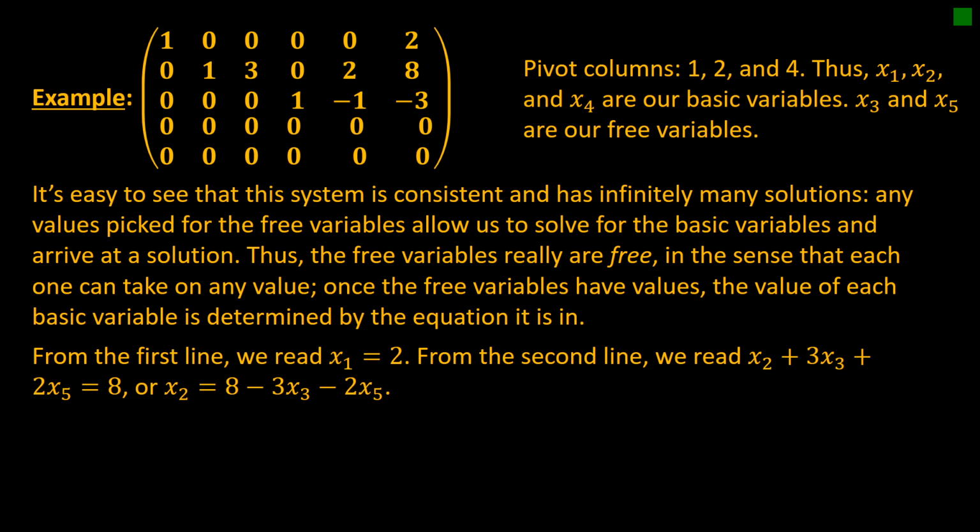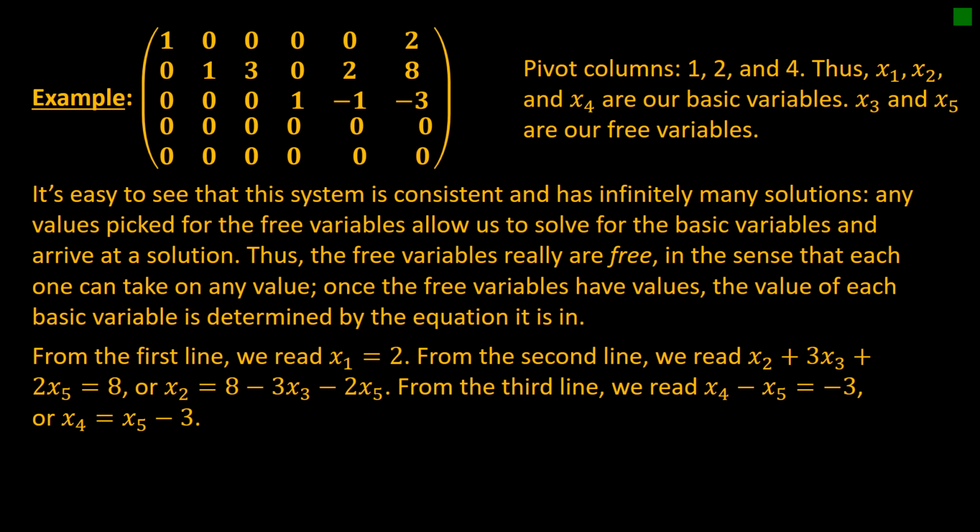Make sure you see where that came from, as I was just saying a little bit earlier. So if we solve for x2, we have that x2 equals 8 minus 3x3 minus 2x5. So put in your favorite values for x3 and x5, like 1 and 0, and you get a value for x2. Put in different values for x3 and x5, you get another value for x2, etc., etc.